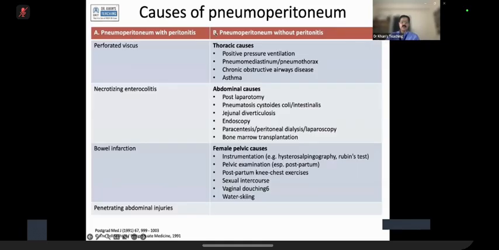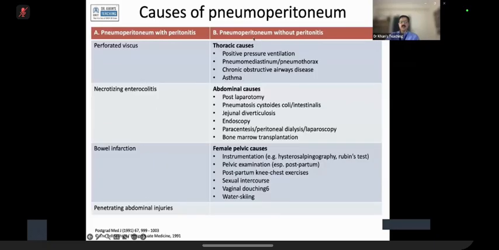Pneumoperitoneum with peritonitis, pneumoperitoneum without peritonitis. Please remember, in medical school, we teach that you treat the patient, not the X-ray. And this is a classical example. You should have clear-cut concepts that pneumoperitoneum can happen without peritonitis for other causes. I'll go through the causes with you. But pneumoperitoneum does not mean surgery or surgical referral. With peritonitis are perforated viscus, necrotizing enterocolitis, bowel infarction, penetrating abdominal injuries. These are all acute conditions.